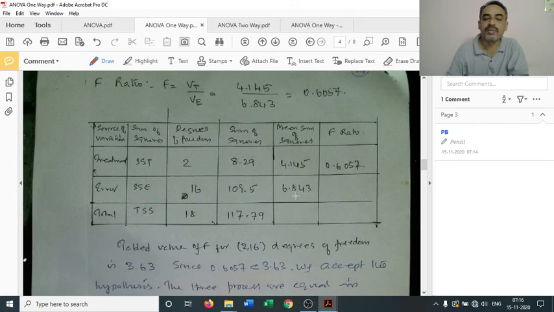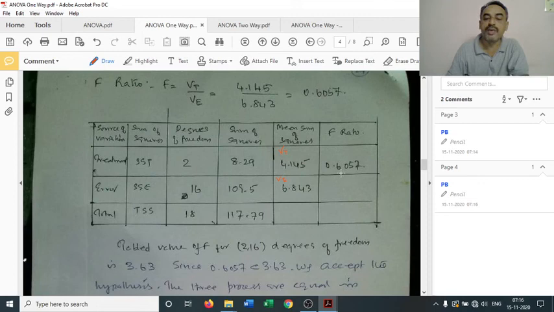Next, we come to the mean sum of squares, by dividing 8.29 by 2 here and 109.5 by 16 here. This is VT, and this is VE, that is, the mean sum of squares due to treatments, and the mean sum of squares due to errors, VE.